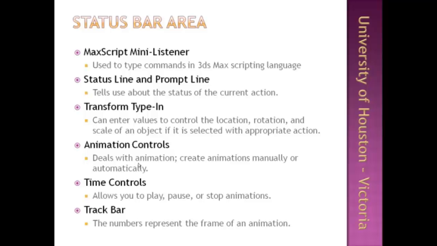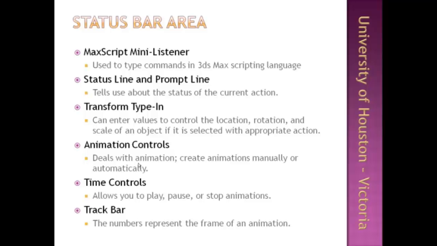Next to the Max script mini listener area, you have status line and prompt line, and these are basically the 2 text areas or text boxes that give you information about the current action or command that you are taking in the 3ds Max Studio. If your screen resolution is low, you might need to scroll down and find it, but if your screen resolution is more than 1280 pixels, you can see all these texts.